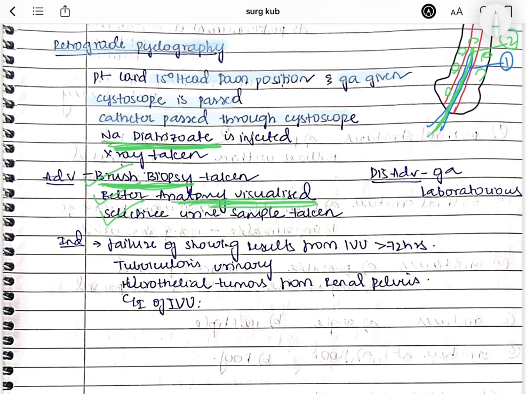Also better anatomy is visualized because here you are directly injecting the dye into the urethra, right? So that's why. And coming to the disadvantages, it requires general anesthesia and it is an OT procedure, so it can be a disadvantage to the patient.